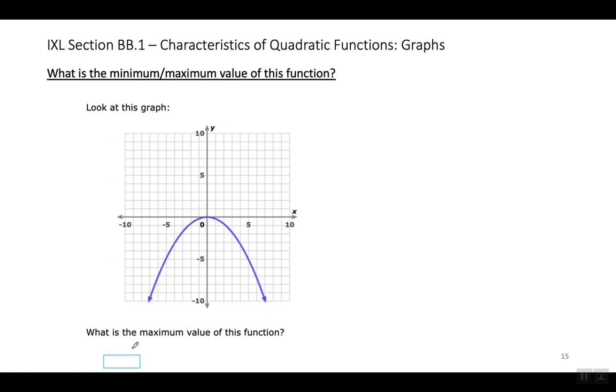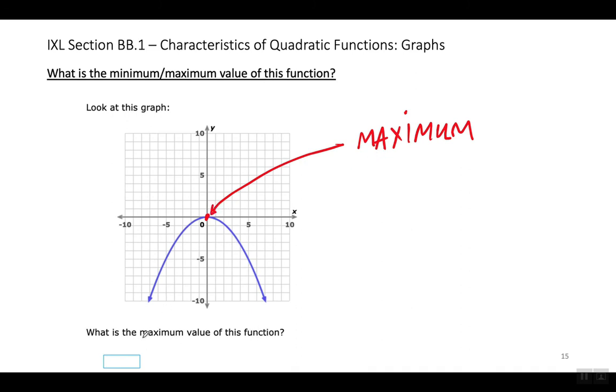Okay, so let me explain something. If the parabola opens down, then this is the highest point. Then the parabola has a maximum, but it does not have a minimum. It only has a maximum. Why does it not have a minimum? Because it keeps going down into infinity forever and ever. So therefore, it does not have a minimum. It only has a maximum point.